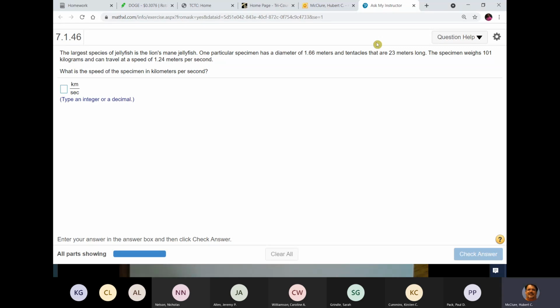The largest species of jellyfish is lion's mane. Did we not just do this one? Oh, they want you to change it. Okay. I'm gonna write down all this information again, I guess. Is it the same? 1.66 meters. Okay, so it's a little bit different. Okay, it travels.